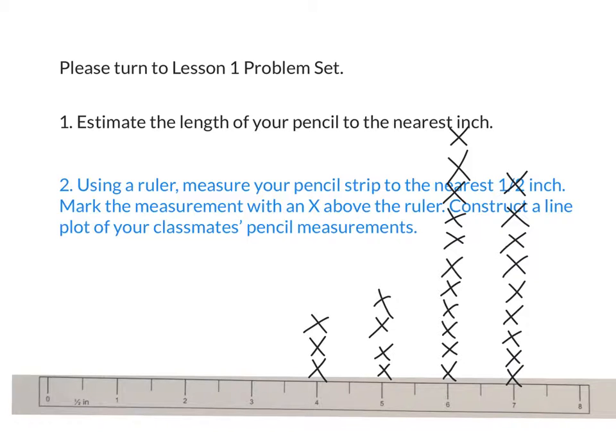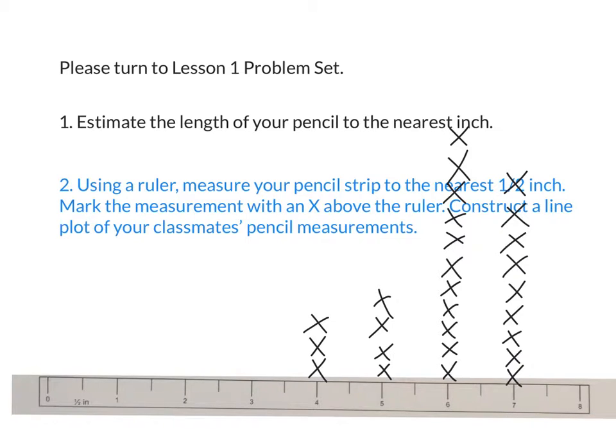Looking at this, what is the length that comes up the most? 6 what? Inches. Very good. What's the second most? What's the third most? What's the fourth most? What's the shortest length we have? 4 inches. What's the difference between the longest length and the shortest length? 3 inches, because the longest is 7 inches and the shortest is 4 inches. Do you see how we can get a lot of data about our pencils from this line plot?